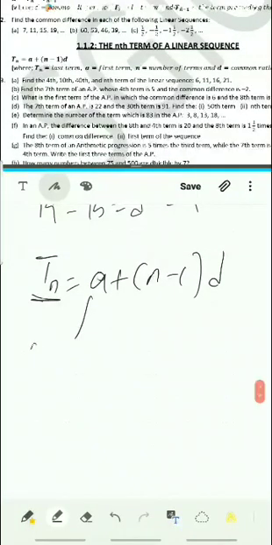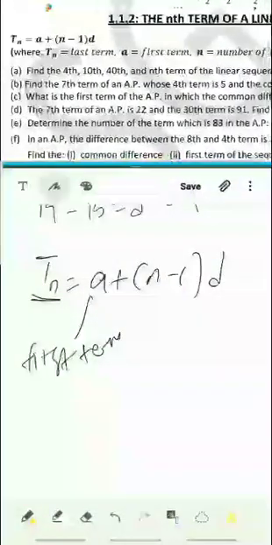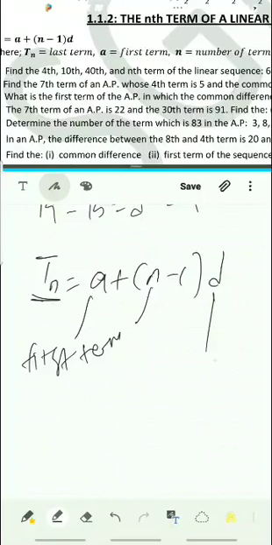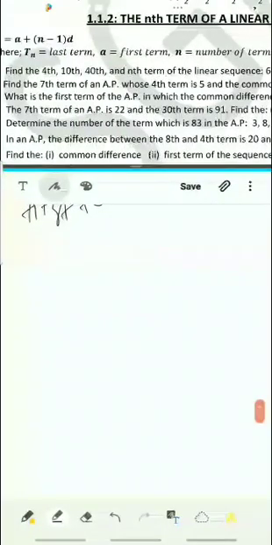A is known as the first term. I think it's there in your booklet already. A is the first term. N here is the number of terms in the sequence. D is the common difference. That's about that. Now let's get to solving.